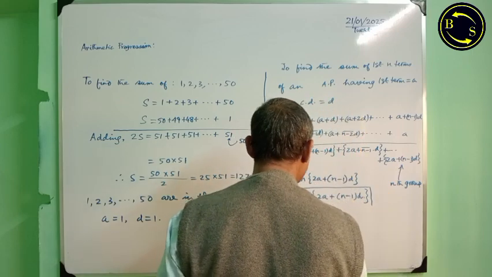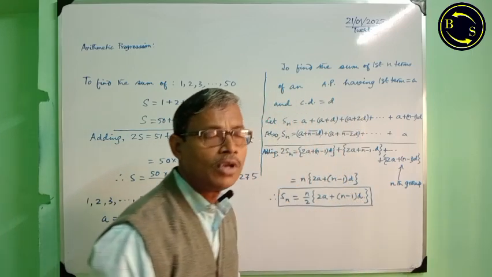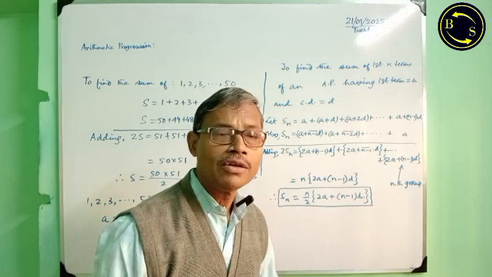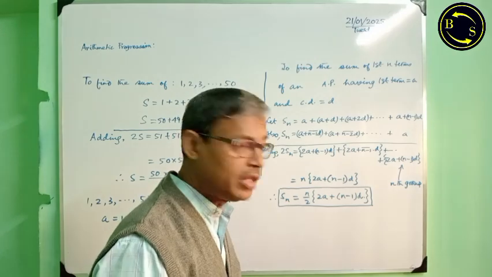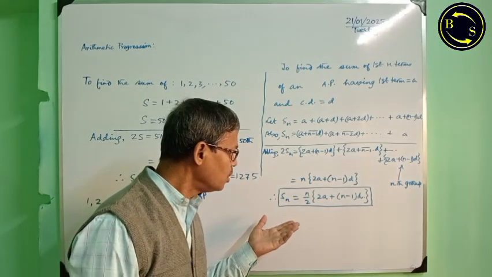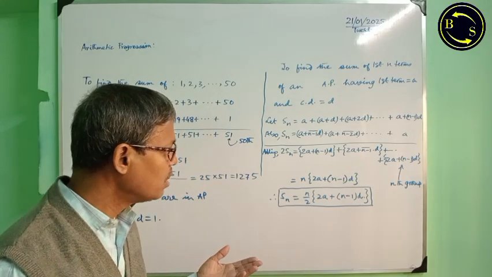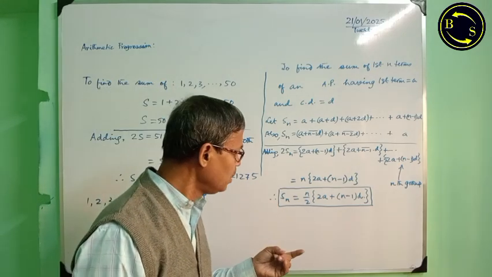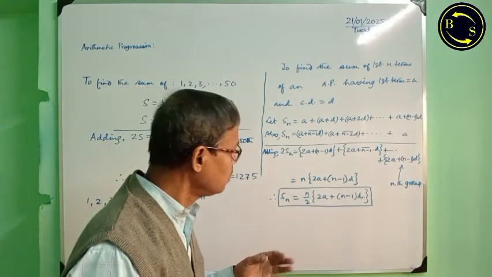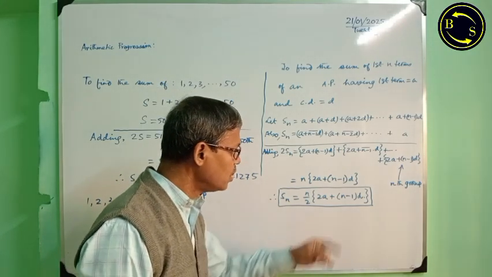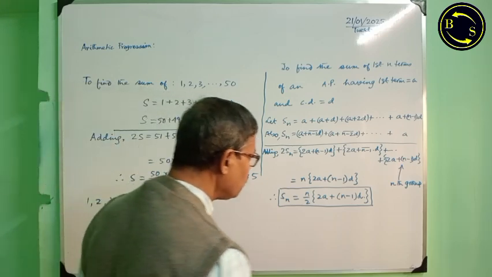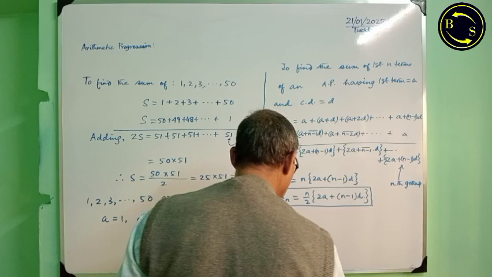The formula for the nth term, that is an or tn, already I have derived that in the earlier episode. Now we have found the sum of the first n terms of the AP, a plus d, a plus 2d, dot dot dot. This is the sum. Now we can deduce from this result this one also.